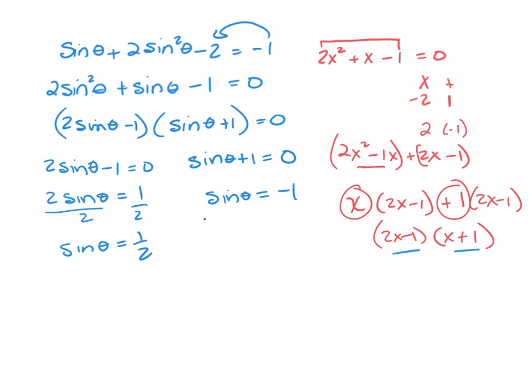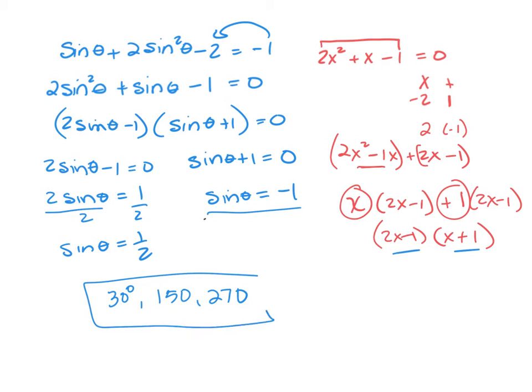So now we pick up our unit circle and we say who has a sine of 1/2? And that would be 30 degrees and 150. And that's it. Those are the only ones with a positive 1/2 sine. Now who has a sine of negative 1? And that would be 270. So those are my answers, and put that on your homework sheet.